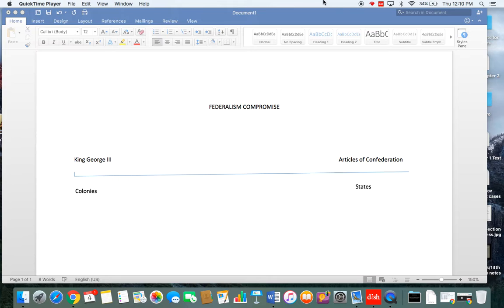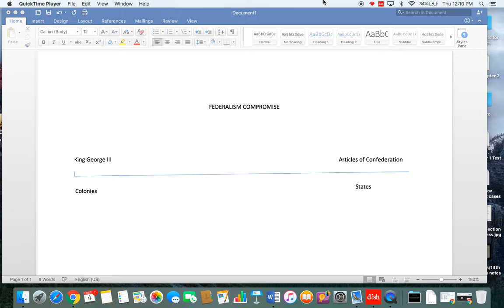All right, so what I have on the top here is King George III, so we were going to let him represent the national government. He is basically the three branches of government. And then you have the colonies who have virtually no power. They were subject to the whims of the king.